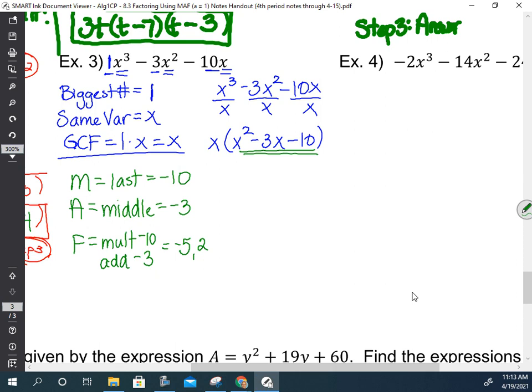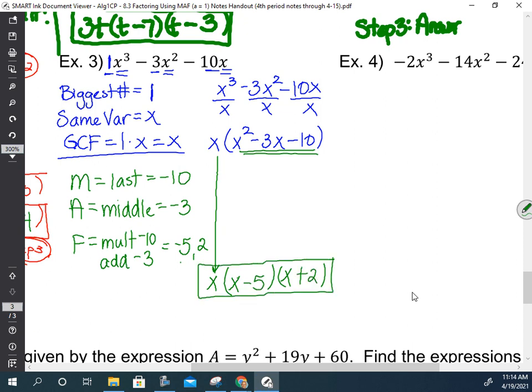If x is already a part of the answer, we're going to leave it. Just take the x and bring it down. The parentheses break up into two parts. X squared is x times x. Negative 5, and then positive 2. That's it. Problem's over.